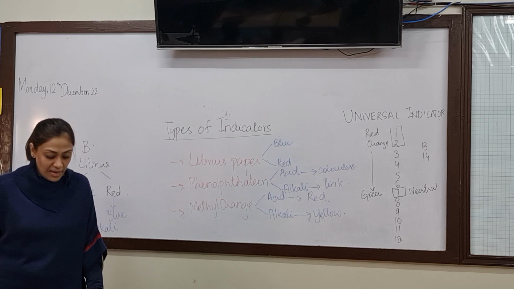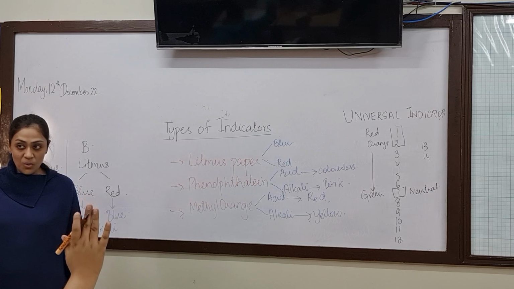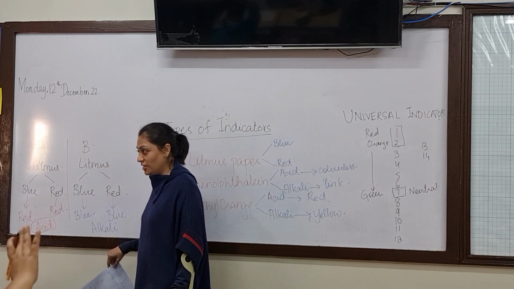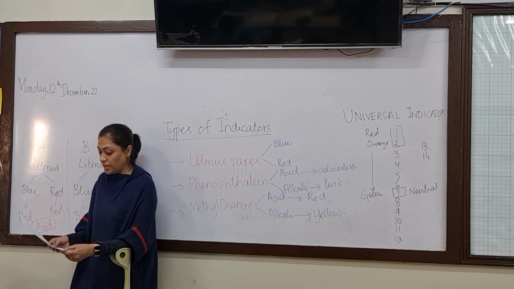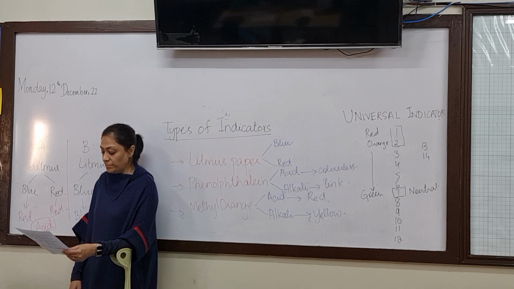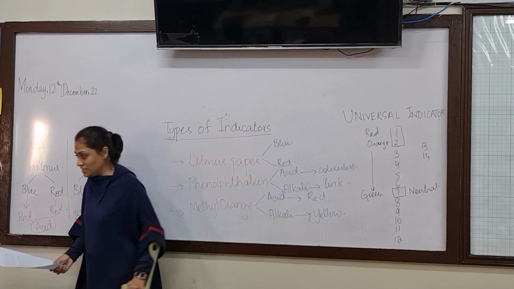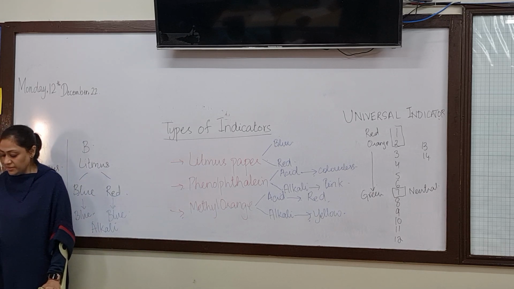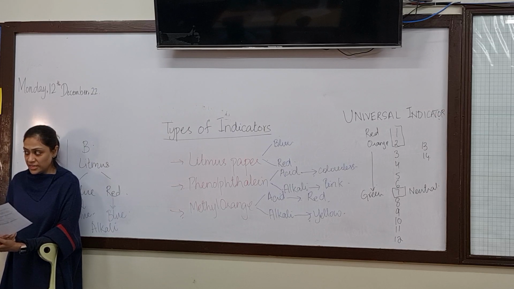Okay, so lemon juice. Who is left? Yes, Sohail. Lemon juice. The universal indicator color is orange. What will the pH be, in your opinion? 5. Wow. Okay. Now you tell me, is that acidic, neutral, or alkaline?